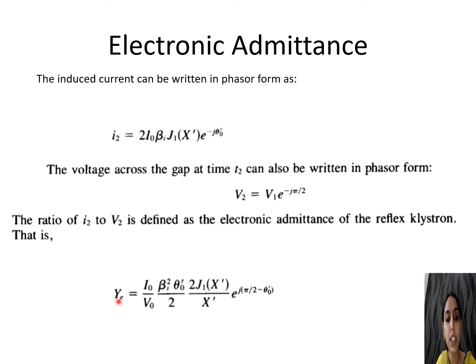Now, when we write the expression for the electronic admittance denoted by YE, we get an inference that admittance is not going to be linear. It will always be non-linear. Why? Because it is dependent on the bunching parameter X dash, it is dependent on J1 of X dash divided by X dash. So we can conclude that our admittance is always going to be non-linear in nature.